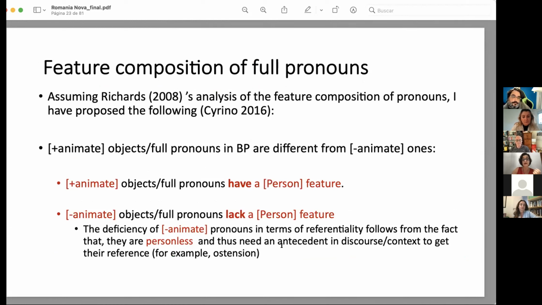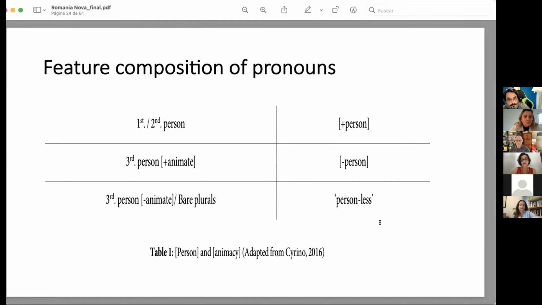First, I begin by assuming Richards' analysis of the feature composition of pronouns, which I have adopted in 2016. Plus animate objects or full pronouns have a person feature, and minus animate objects or full pronouns lack a person feature. So the deficiency of minus animate pronouns in terms of referentiality follows from the fact that they are personless. They don't have any feature for person, and so they need an antecedent in discourse or context to get their reference, for example, ostension.